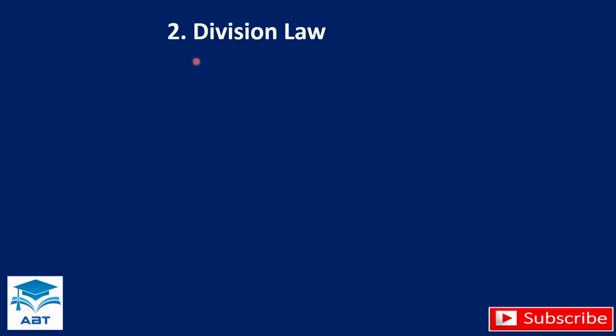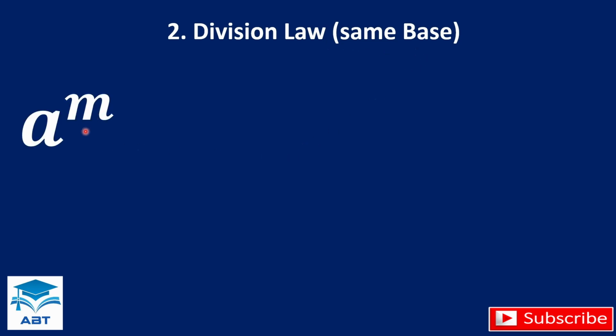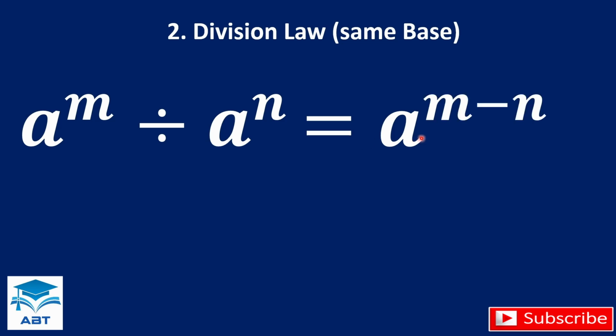The next law, we have the division law, also same base. Let's assume we have a exponent m divided by a exponent n. Since the bases are the same and they are dividing, we maintain the base and subtract the second exponent from the first exponent. So we have a exponent m minus n.